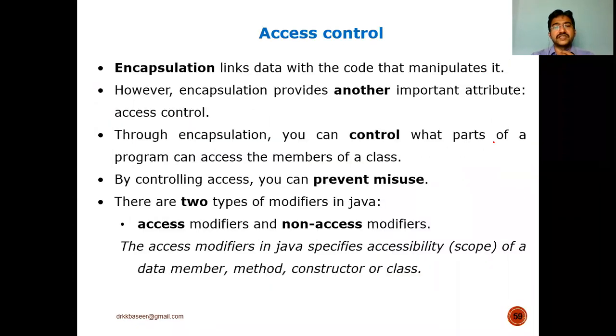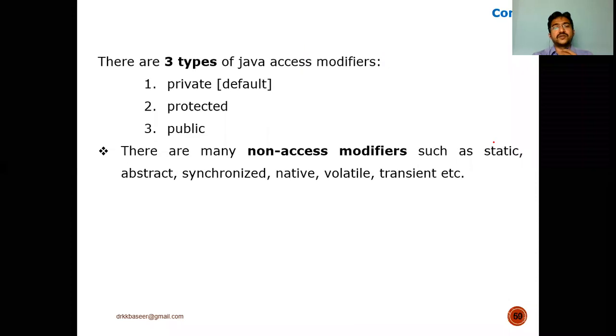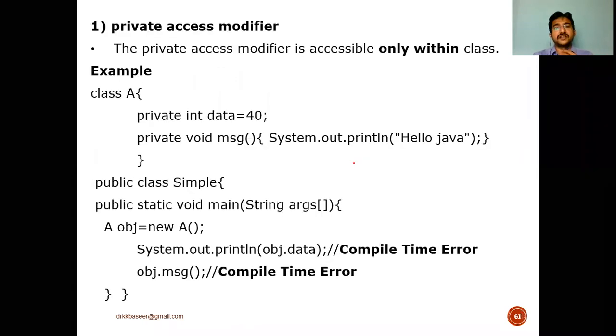So in this class we have discussed access control. Encapsulation is one of the attributes of access control. Why do we use this? To prevent misuse. Two types of modifiers we have: access modifiers and non-access modifiers. Access modifiers are private, protected, public. Non-access modifiers are static, abstract, synchronized, native, volatile, transient, etc.